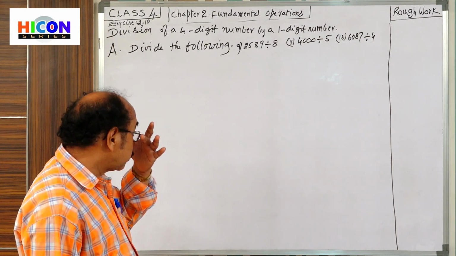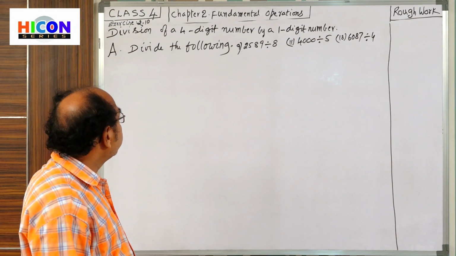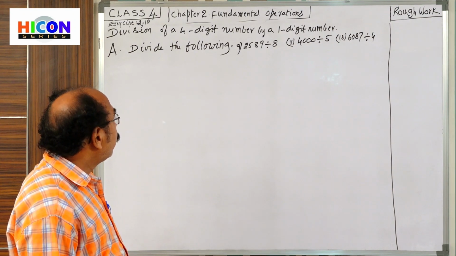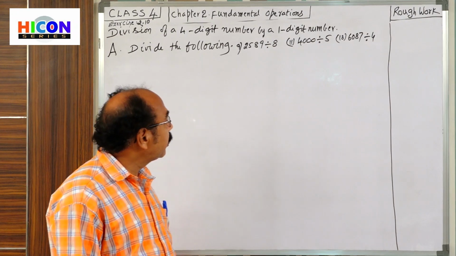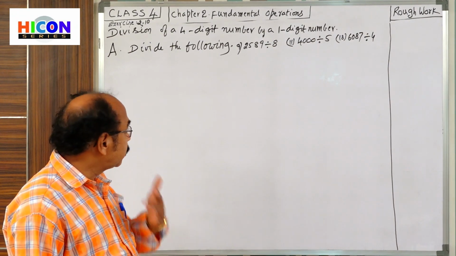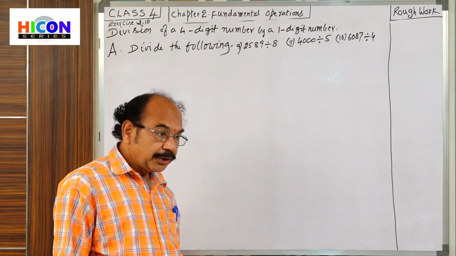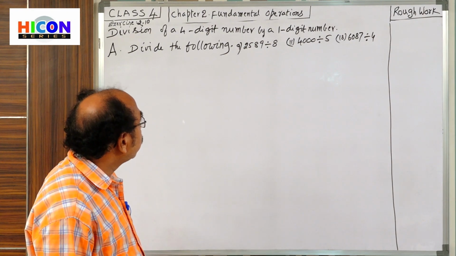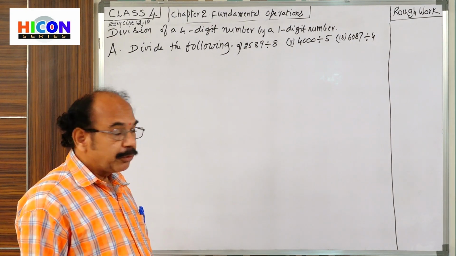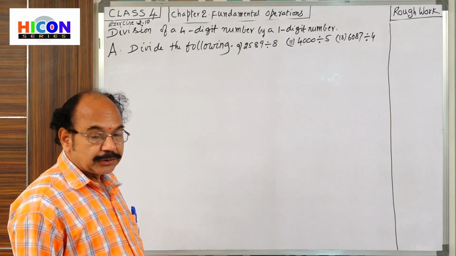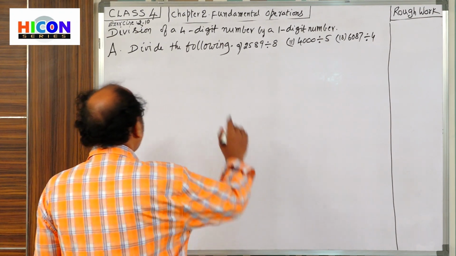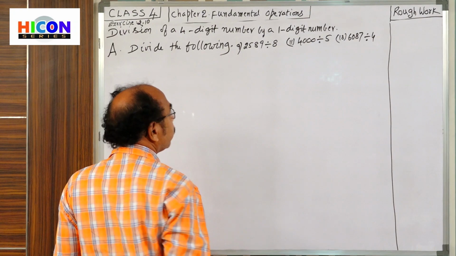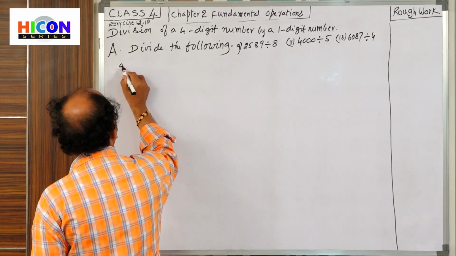You see, children, under section A, divide the following. Here, 4-digit numbers are to be divided by a single digit, that means a 1-digit number. You take the 4-digit number and divide by a 1-digit number stepwise. First, the ninth question: divide the following. 2589 divided by 8. This is the question.